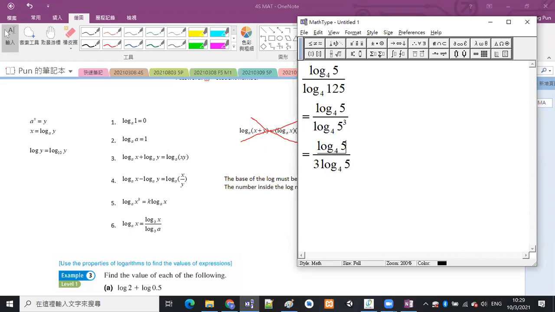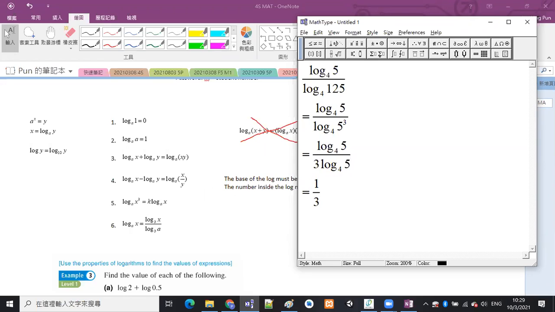And now, this log 5 base 4 is a number. And this log 5 base 4 is also a number. And they are common factors. And one up, one down, they can be cancelled by each other. So the final answer will be 1 over 3.